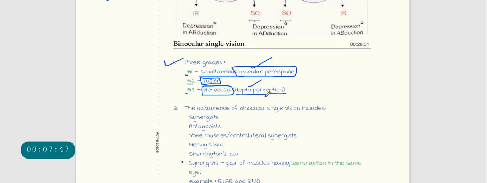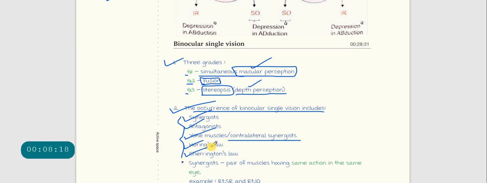Now some occurrence of the binocular single vision, how the binocular single vision occurs. This is due to some things. These are synergism, antagonism, yoke muscle, or you can call it contralateral synergism. There is a law called Hering's law and another law called Sherrington's law. So let us discuss all these topics respectively.